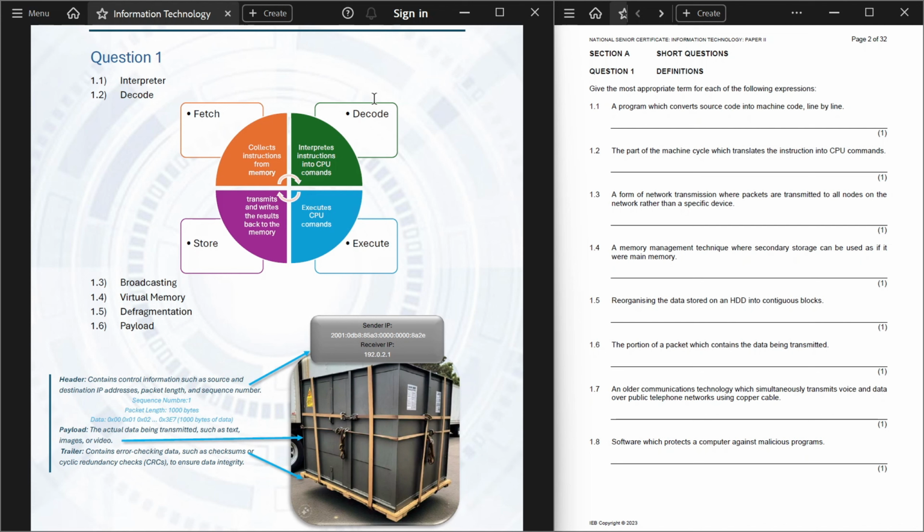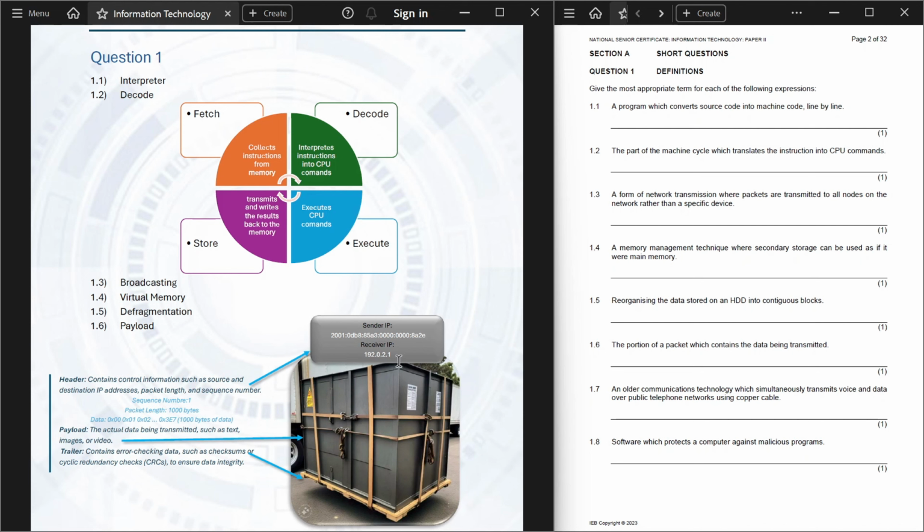The header contains control information such as source and destination IP addresses, packet length, and sequence numbers. The payload is the actual data being transmitted, such as text, images, video, or audio. The last one is the trailer, containing error checking data such as checksums or cyclic redundancy checks, CRCs, to ensure data integrity. So now let's assume that a person is downloading a video from the internet. The video right now is located in a server, which, as we can see here, has an IPv6 address. And the receiver IP address, which is the person's phone, is using an IPv4 address.